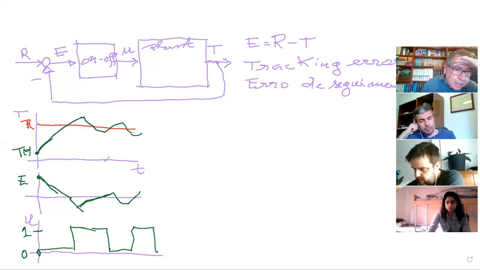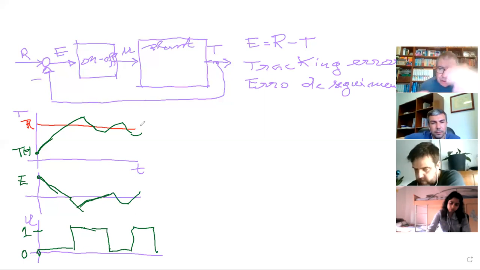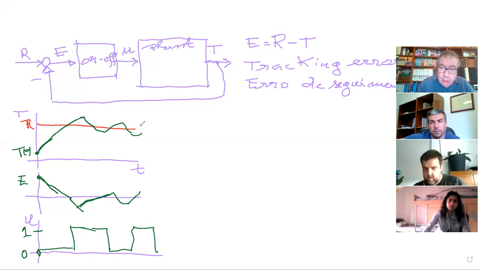You are keeping your temperature close to the reference, but not very close with this on-off, because you are switching your valve. Okay, and the temperature decreases, increases. Okay, this is a thermostat. If you buy an electrical heating equipment, it has a thermostat that works exactly like this.